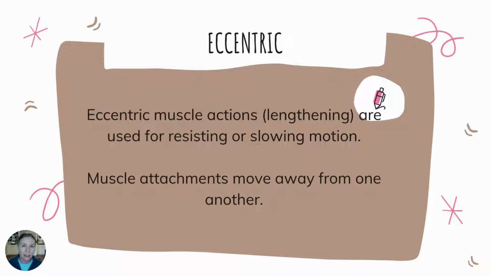Conversely, we have eccentric contractions, and these are the muscle actions, or I should say not contractions, actions of lengthening, where those microfilaments at the very microscopic level are moving away from each other because the load is likely greater than what the muscle can produce in force. So it's a sort of slowing down of the motion and a lengthening of those microfilaments. And the way that you can pinpoint this type of muscle action is through the muscle attachments as well. You're going to see that the muscle attachments move away from one another.